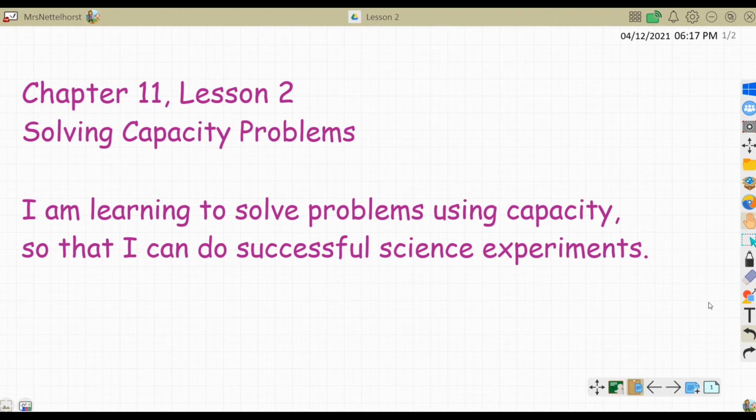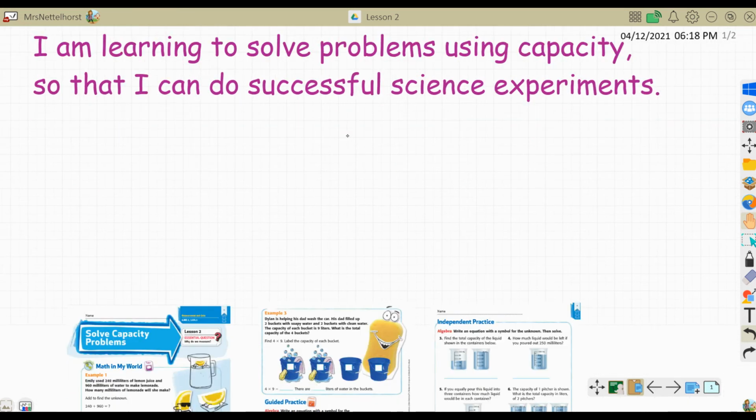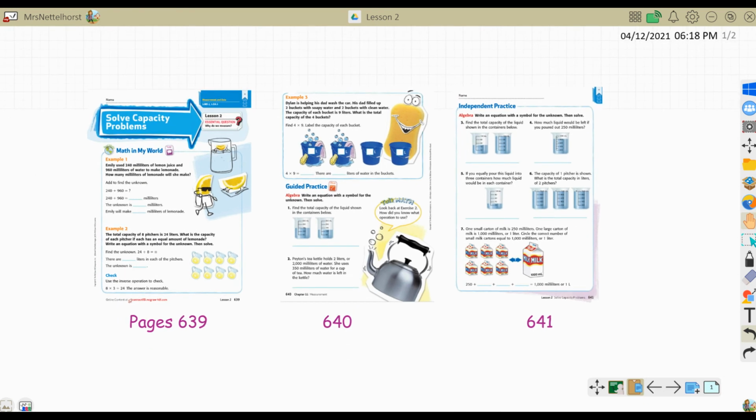And the learning intention, this isn't the only reason to learn how to solve capacity problems, but I thought it was probably one of the coolest. I'm learning to solve problems using capacity so I can do successful science experiments. So when you are a little bit older, and you have to mix some liquids and you need so many milliliters of this and so many milliliters of that, you'll be able to figure out how much you should have. I thought that was a cool reason to learn how to solve problems using capacity, for science. So these are the pages that we'll be doing today in your book.